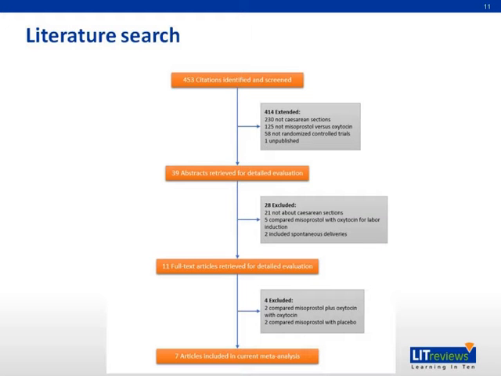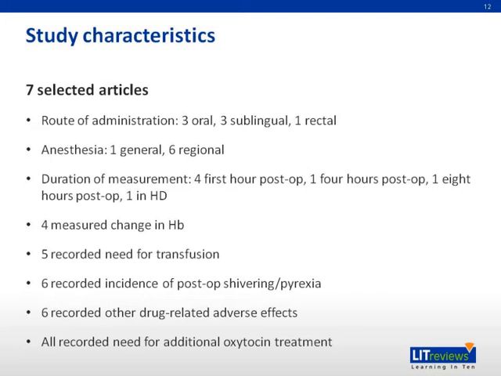This schematic outlines the review process, wherein 453 citations were screened and evaluated to select 7 articles for final analysis. Between the 7 articles, the studies varied in their routes of administration, anesthesia, duration of measurement, and the outcomes measured.